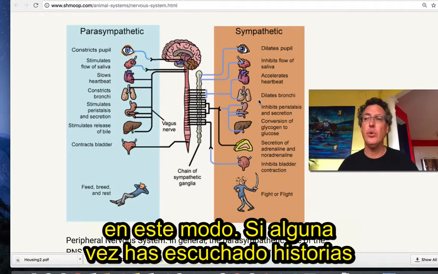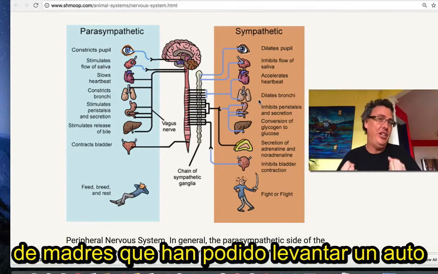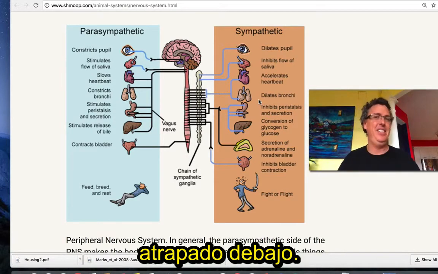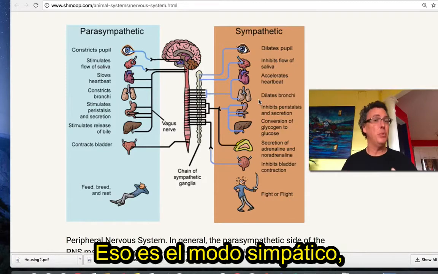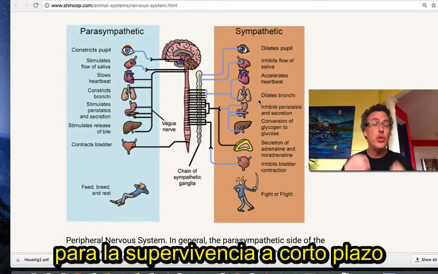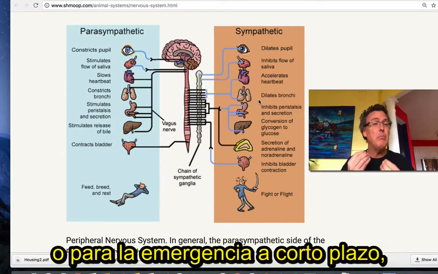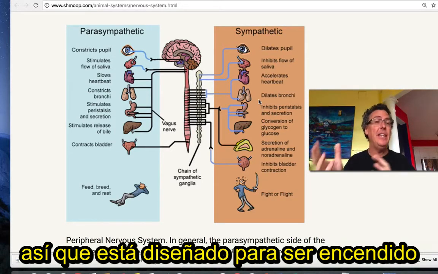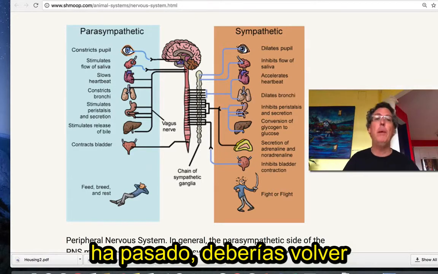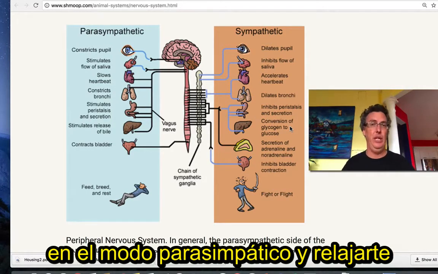If you've ever heard stories of mothers being able to lift a car because their child got trapped underneath, that's the sympathetic mode. And that's what it's there for. It's there for short-term survival or some short-term emergency. So it's meant to be turned on and then off again. Once the emergency has passed, you should go back into parasympathetic mode and relax.